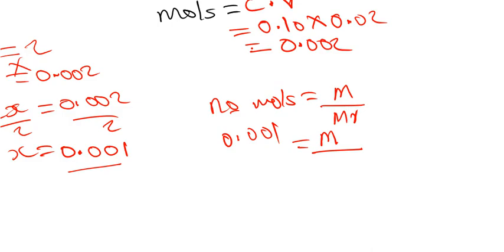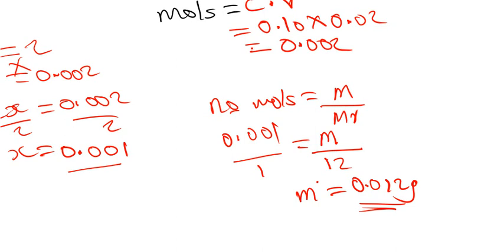The molecular mass of magnesium from the periodic table is 12. So therefore our mass is going to be 12 multiplied by 0.001. Our mass which actually reacted with hydrochloric acid is 0.012 gram. So this was the mass which reacted. But initially we started with 0.03, and out of that 0.03 only 0.012 reacted, and the question wants us to calculate the excess.